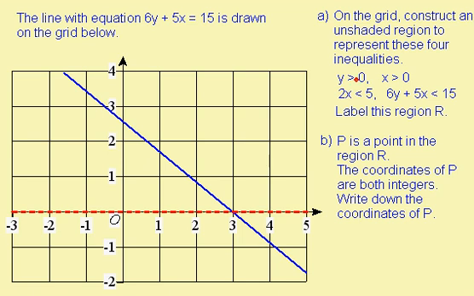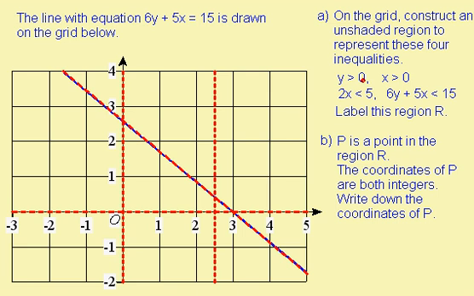We begin by drawing y equals 0 as a dotted line. Then x equals 0 as a dotted line. For this one, you should have rearranged it to get x is less than 5/2. So you're drawing the line x equals 5/2 as a dotted line. This line was drawn for you, but because it's 6y plus 5x is less than 15, it needs to be dotted. We now need to begin shading.